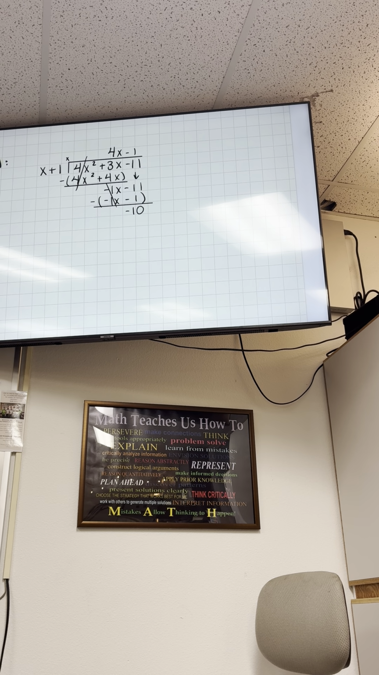So the way you would format your solution here is you would say, okay, this is equal then to 4x minus 1 plus your remainder of negative 10 out of the original x plus 1. And there we go. Okay?